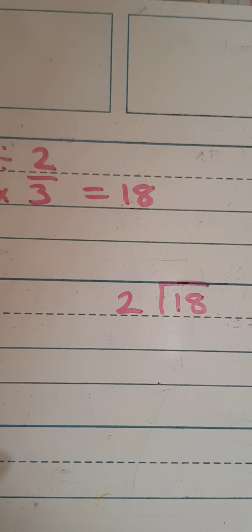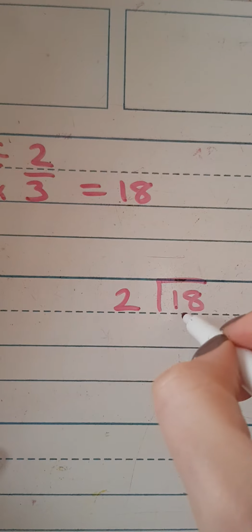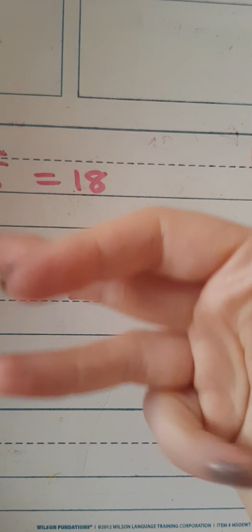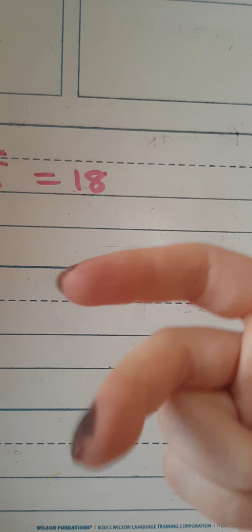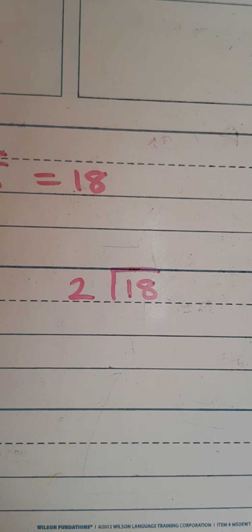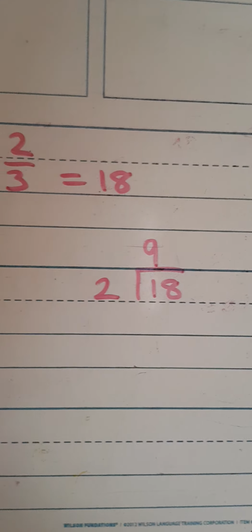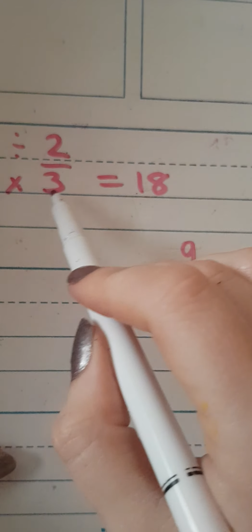You can do it like this if you want. How many times does 2 fit into 18? Instead, I'm going to just use my tables. 2, 4, 6, 8, 10, 12, 14, 16, 18. So I see that it fits in 9 times. Okay, and then 9 multiplied by 3.